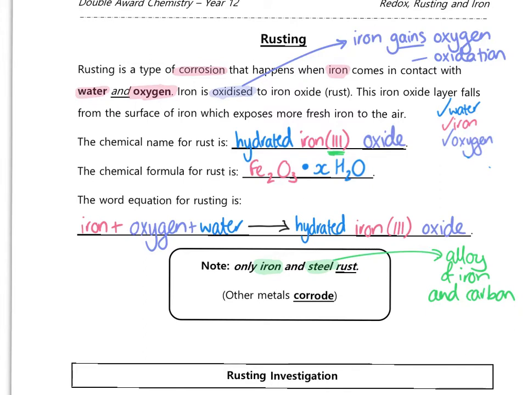So top half of that page, really important that you know the name for rust as hydrated iron (III) oxide. You know the chemical formula as Fe2O3.XH2O, that you could write the word equation for rusting if you were asked, and that you know that 3 things are needed for rusting: water, iron and oxygen.